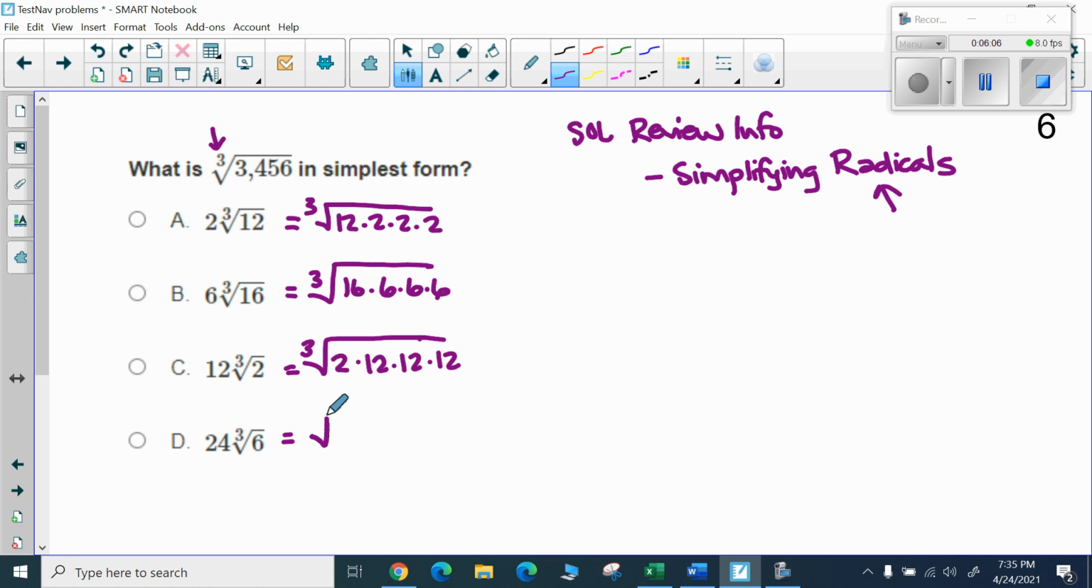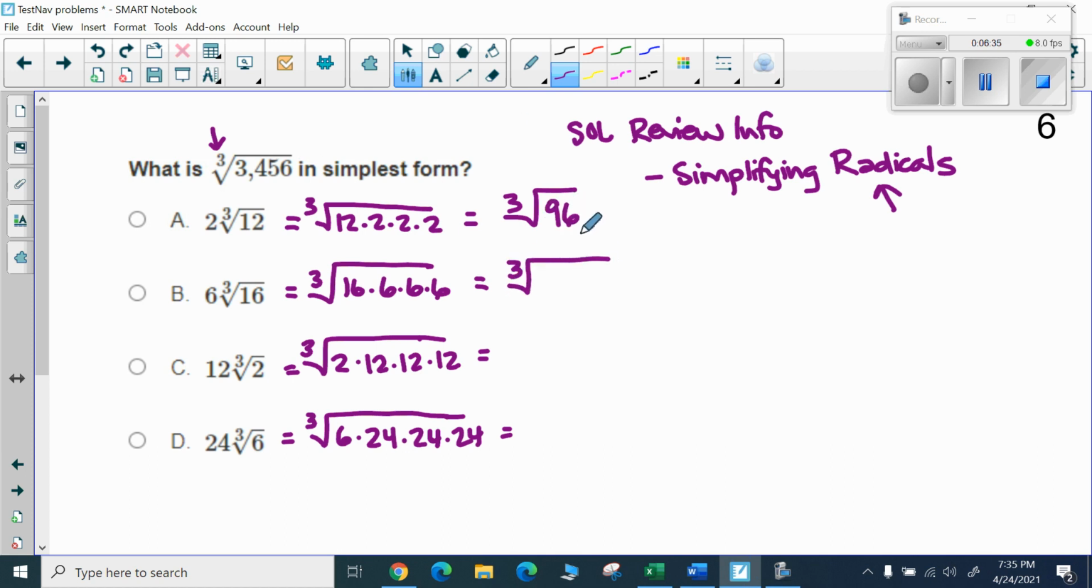And then this one, you keep the 6, and put the 24 in 3 times because it's a cube root. Then all you do is multiply all the stuff underneath and see which one gives you 3,456. So 12 times 2 times 2 times 2 is 96. So that's not it. 16 times 6 times 6 times 6 is 3,456. So it looks like this is the right answer.